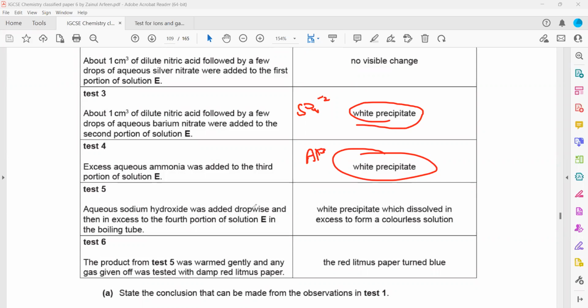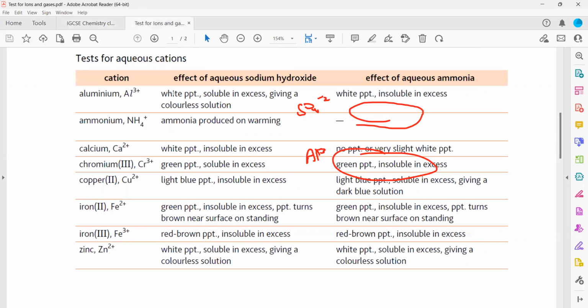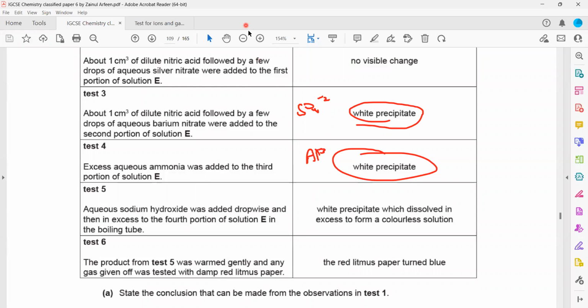Then sodium hydroxide is added dropwise: the white precipitate dissolves to form a colorless solution. If it is aluminium, there will be a white precipitate and it will dissolve to give a colorless solution. So this confirms that it is the aluminium ion.